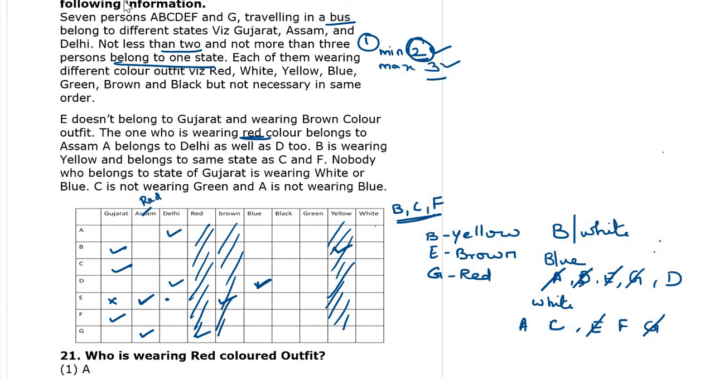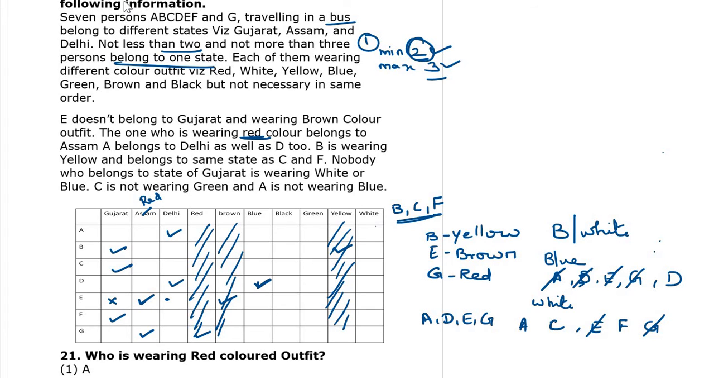E is brown color. Okay. We are considering E is brown and no need to calculate. Okay. A, D, E, G. We need to consider only A, D, E, G for white color. Okay. These three we know.